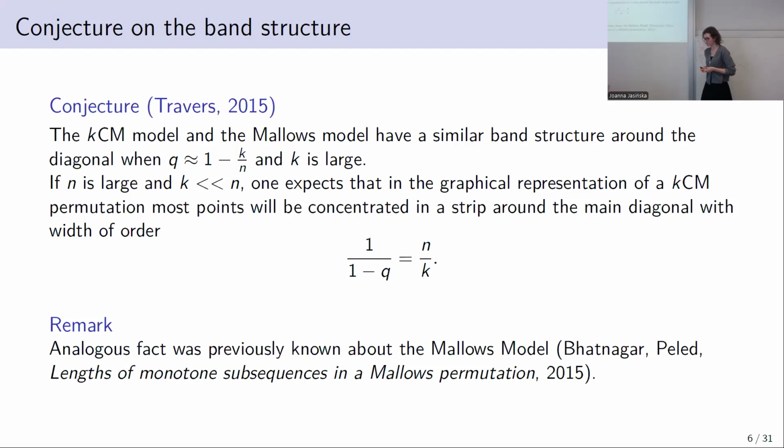So it was a conjecture stated in 2015. We managed to answer positively to this conjecture. It indeed works like that. And one has to mention that for the Mallows model, it was actually known. It was a known result by Bhatnagar and Peled in their paper Lengths of monotone subsequences in a Mallows permutation in 2015. So it was the same year as when Travers introduced this k-card minimum model.